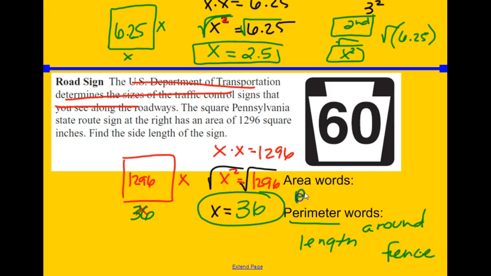Area words would be like if you're going to paint the whole wall, it would be the whole area of the wall. Or if you're going to mow the lawn, the whole area of the lawn. Or fill in. Words like that would be words for area.